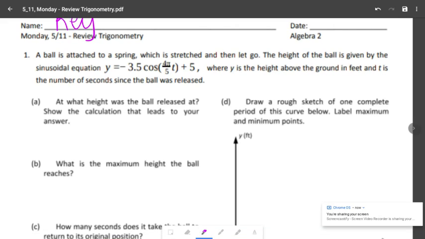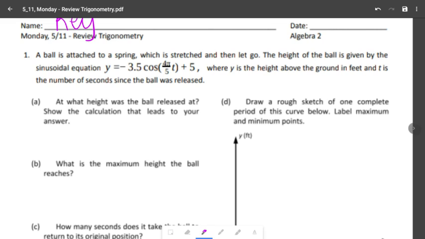So this is the answer key to the review. So number 1, a ball is attached to a spring which is stretched and then let go. The height of the ball is given by the sinusoidal equation y equals negative 3.5 cosine of 4 pi over 5t plus 5, where y is the height above the ground in feet and t is the number of seconds since the ball was released.